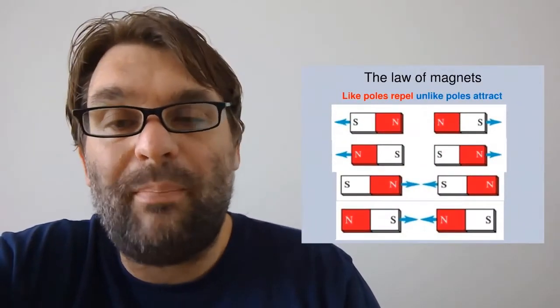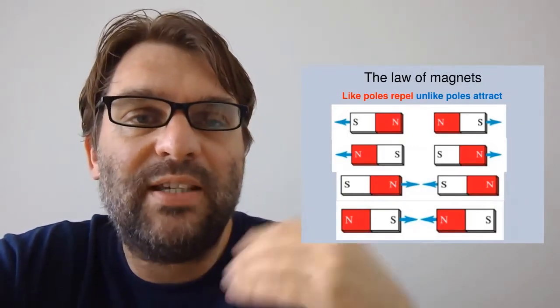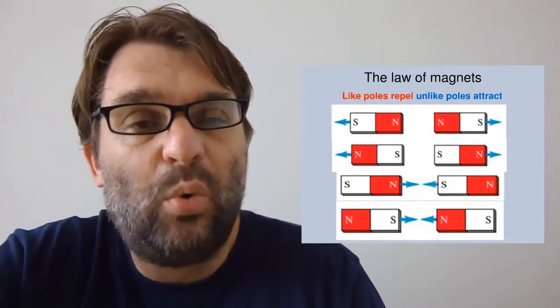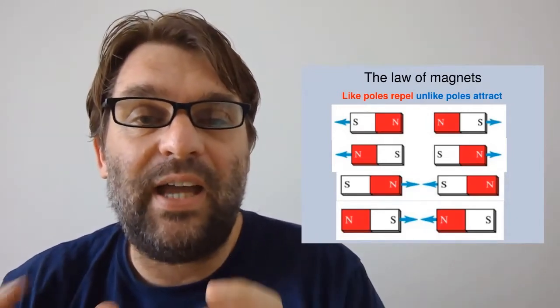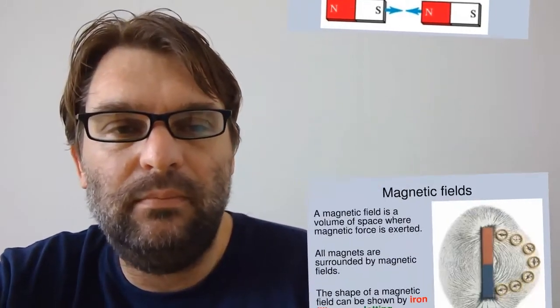And this is the law of magnets. So like poles repel and unlike poles attract. So south and south poles repel, for example, and north poles repel. Whereas north and south poles, they attract. And that's known as the law of magnets.